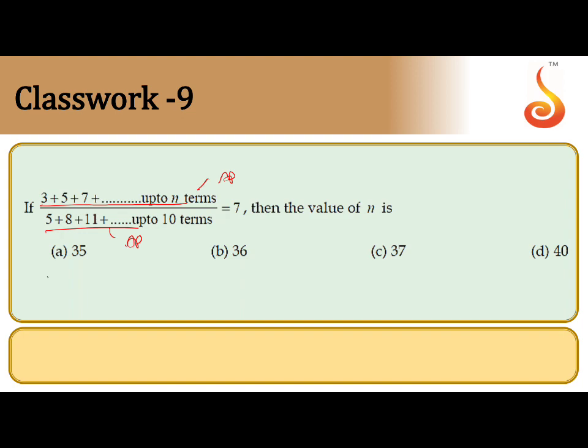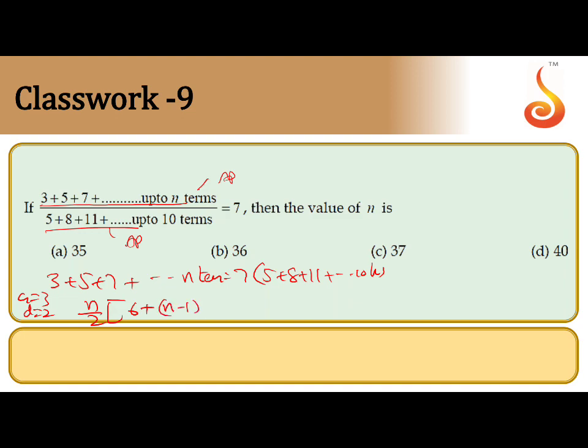So now what I will do is: 3 + 5 + 7 up to n terms equals 7 times (5 + 8 + 11 up to 10 terms). So 3 + 5 up to n terms means here n by 2. In this case a is 3 and d is 2. So 2a, which is 6, plus (n − 1) into d, the common difference, 2. That is the left side. On the right side, again the AP: how many terms? 10 terms, so 10 by 2.